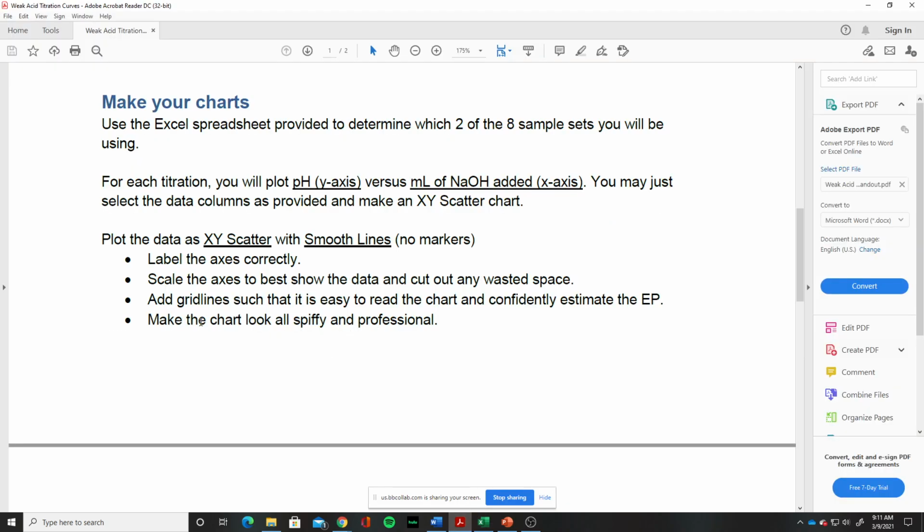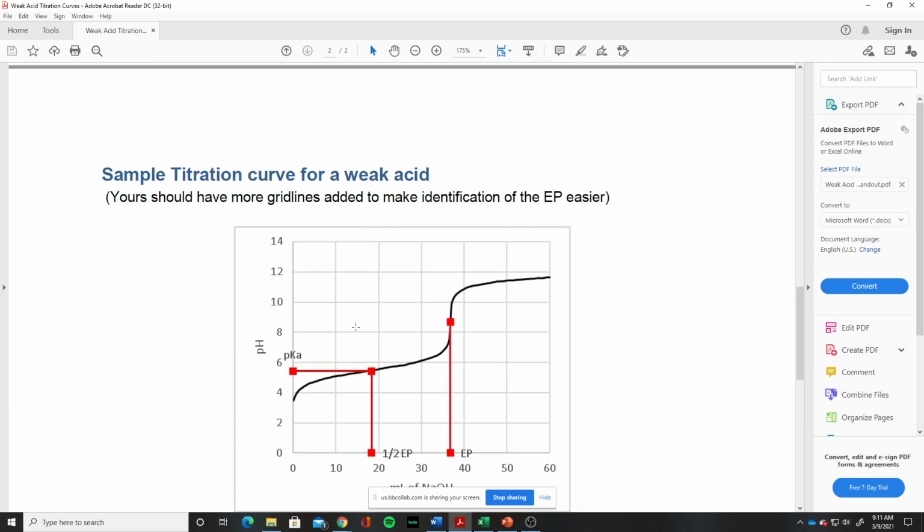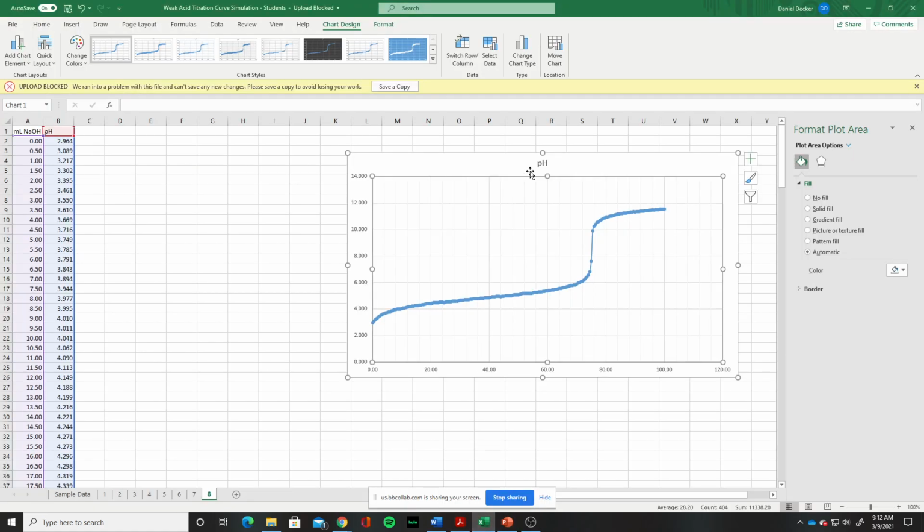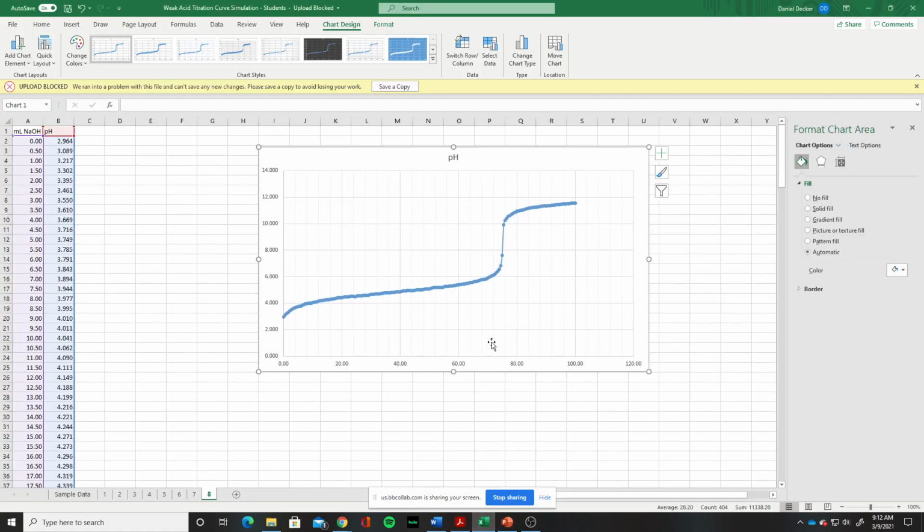Okay, and then make the chart look all spiffy and professional. So I will let you do that as best as you can. Okay, so here we have a sample titration curve for a weak acid. It says yours should have more grid lines added to make identification of the equivalence point easier. And so to find the equivalence point, all you're going to do is take a look at your graph and estimate where the inflection point is in this big jump here.